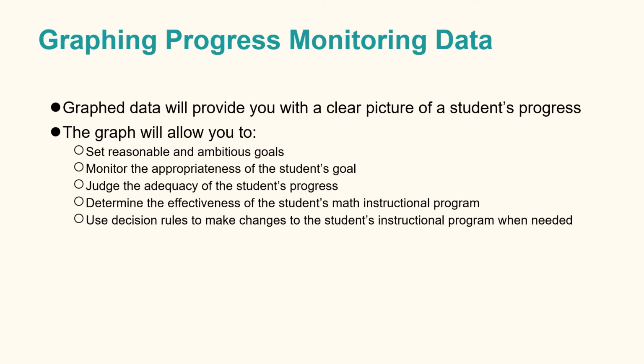Another key feature of a progress monitoring measure is that the data can be graphed. This allows you to not only see if they are increasing their scores, but if they are on track to meet their goal, if the goal is reasonable, if the intervention is working as well as expected, and allows you to apply decision rules. An added benefit is that it is a clear picture that can be shared with the student and family to engage them in the process.